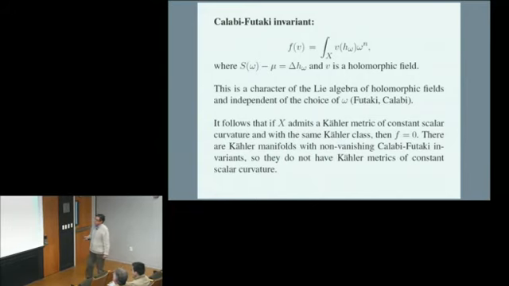If you have a Kähler metric of constant scalar curvature, that means S_omega is equal to this constant. That implies h_omega is constant by the maximum principle. So then F has to be identically equal to 0. So F being 0 is an obstruction. It is a holomorphic obstruction to the existence of a Kähler metric with constant scalar curvature.